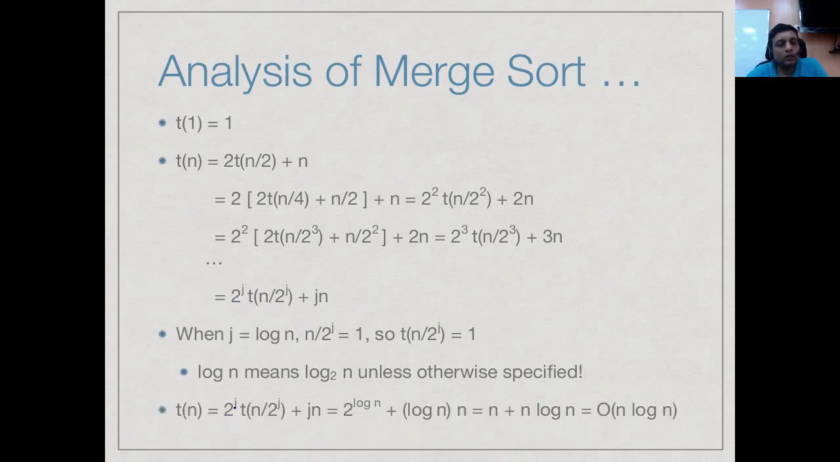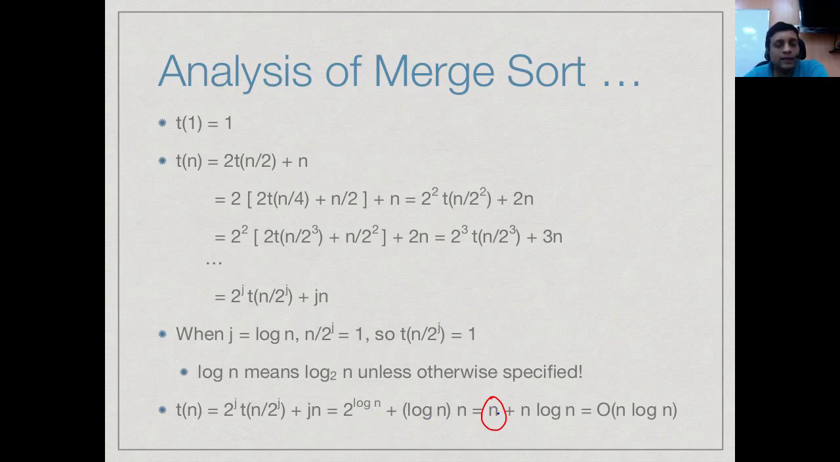It has 2 to the j times t of n by 2 to the j plus jn. After log n steps, j is log n, so I have 2 to the log n, then t of n by this, so this is t of 1 now, so this is just 1, multiplied by 1. And then I have j times n, so j is log n and n is n. So after doing this expansion log n times, I end up with 2 to the log n plus log n times n. 2 to the log n by definition is just n, because that's the definition of log. That is the exponent of 2 which gives you n.